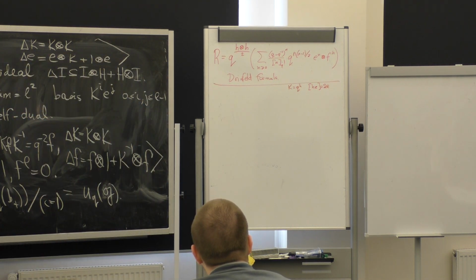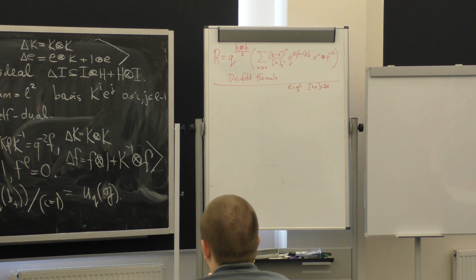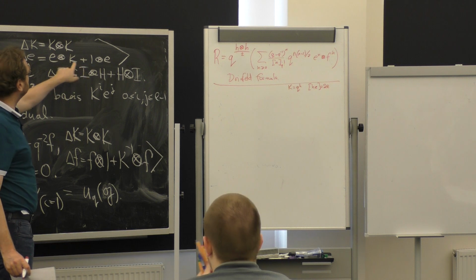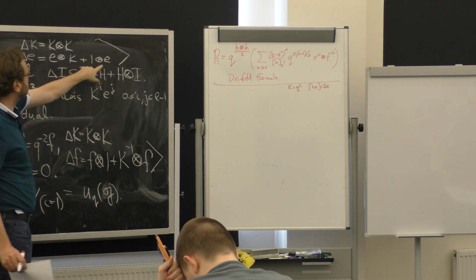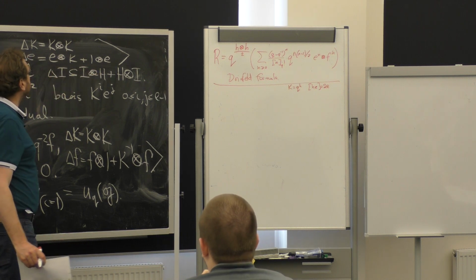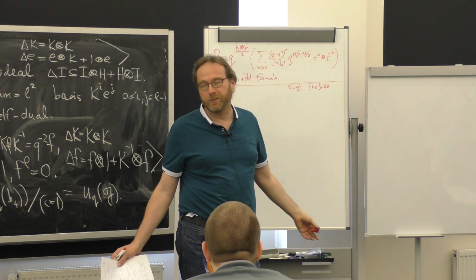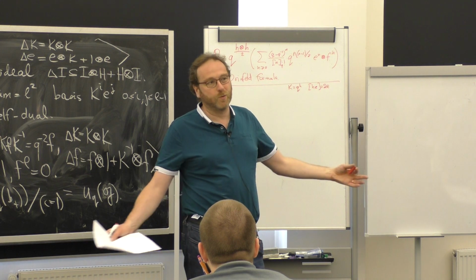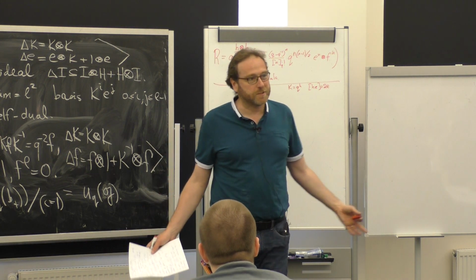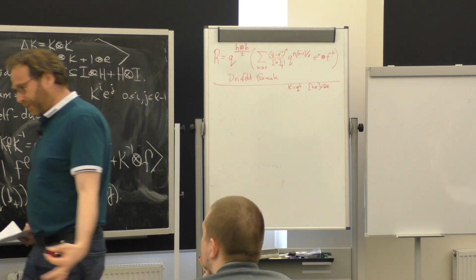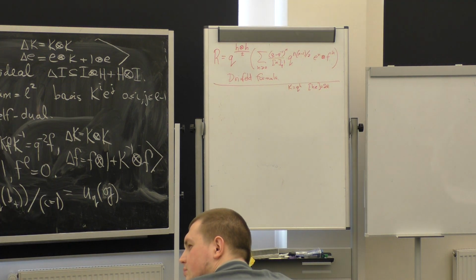And actually, the only thing we change is the coproduct formula for E. Instead of writing E tensor 1 plus 1 tensor E, we write E tensor K plus 1 tensor E. So this is the simplest way in which you can make the coproduct non-co-commutative. Because if you have a commutative or co-commutative algebra, then you are in the world of usual classical groups or Lie algebras.